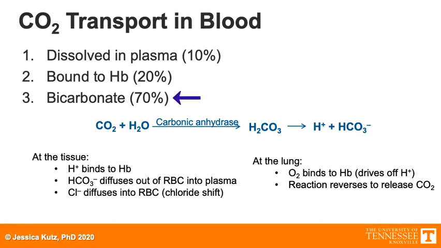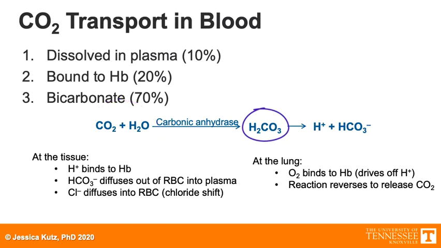Or it can be transported as bicarbonate. And this is by far and large the most common way that the CO2 is traveling through the blood, as a form of bicarbonate, which accounts for about 70%. Let's talk a little bit more about that bicarbonate ion. Carbon dioxide and water molecules will combine to form carbonic acid, which is H2CO3. This reaction is catalyzed by the enzyme carbonic anhydrase, which is found in the red blood cells themselves.